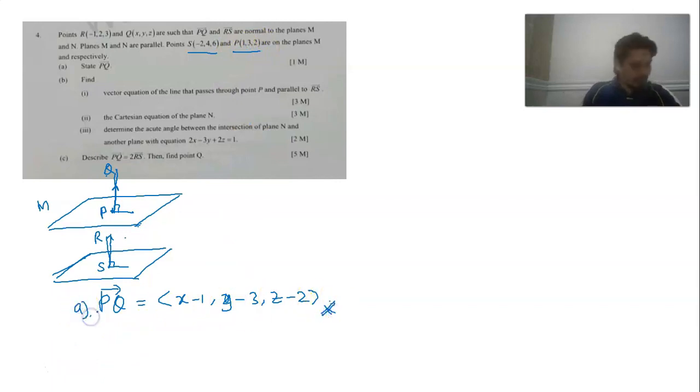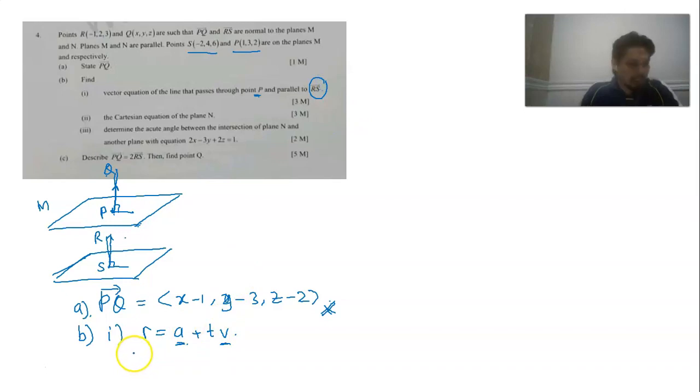For question A. And then find the vector equation of the line passing through point P and parallel to RS. Okay, for question B1, find the vector equation of a line passing through the point P and parallel to RS. As we know, we call the vector equation of a line r equal to a plus t v, where a is the coordinate of point P, and v is our reference, which we can use the vector of RS, and t is the scalar.